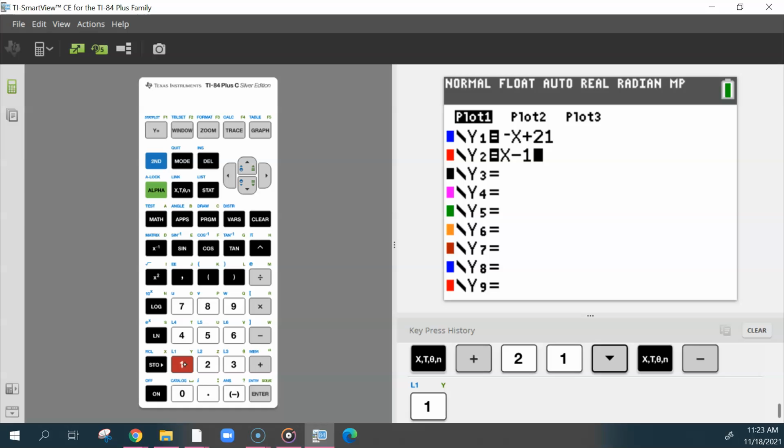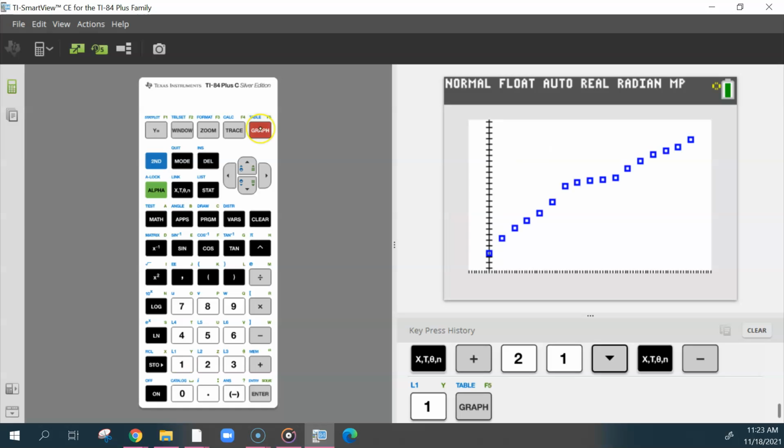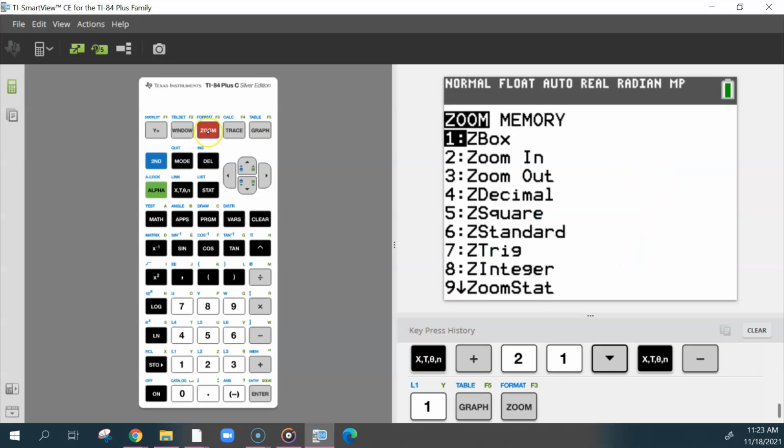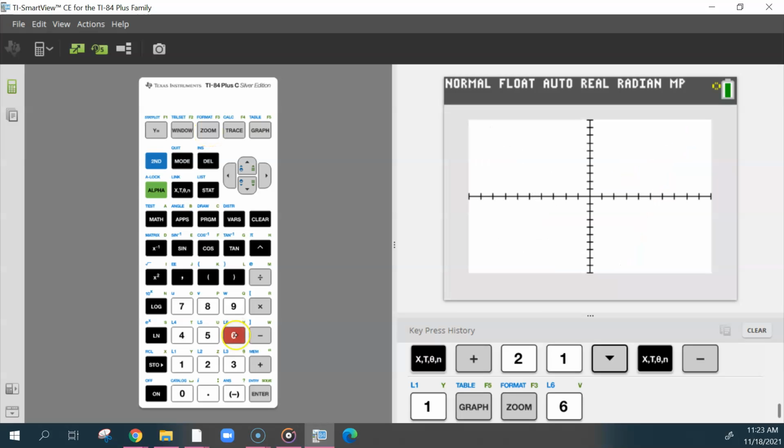Once they are both in your y equals, you're going to graph it. If your graph looks something like mine, because my class before was doing linear regression, you may need to move this. So if you go into Zoom Standard, it'll take you back to the regular 10 by 10.